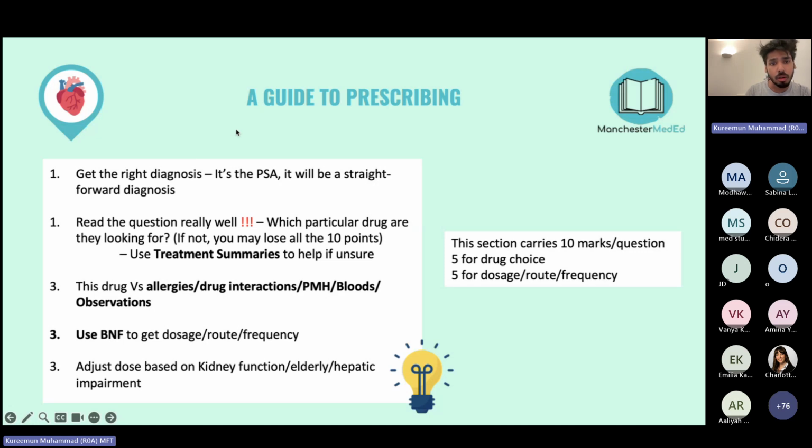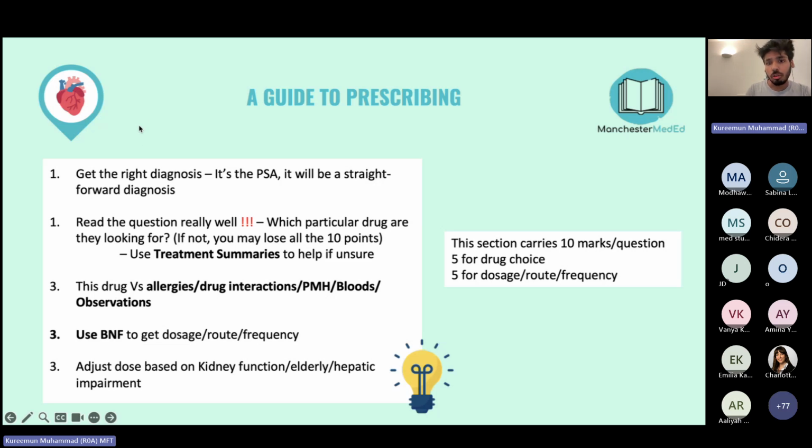You will get 10 marks for this section: 5 for the drug choice, 5 for the dosage, route, and frequency. If you get the drug wrong, most of the time the dosage, route, and frequency would be wrong as well. Maybe the route would still be IV or oral, but the other bits might be wrong. So the first step is to get that drug right.